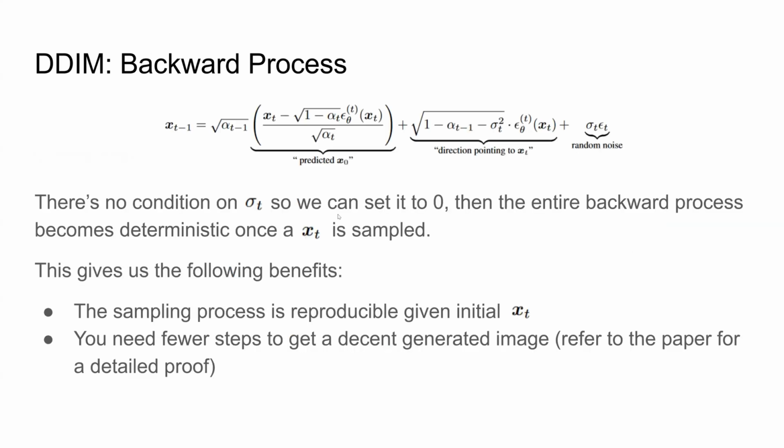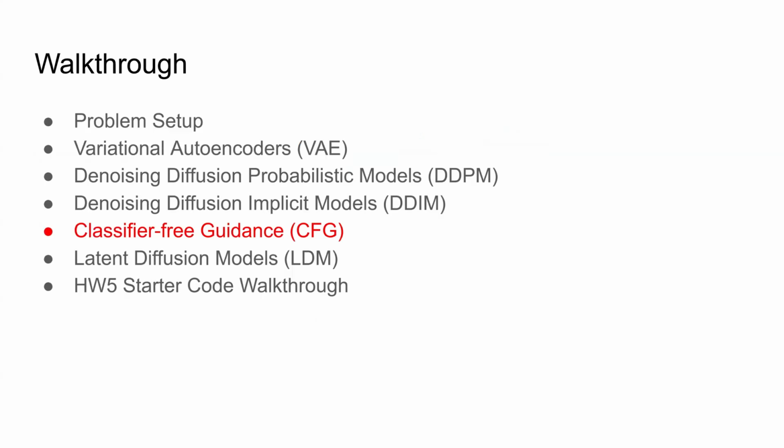In this case, if the sigma becomes 0, this entire process becomes deterministic. And this gives us two benefits. The first benefit is that if the entire process is deterministic, then given the input noise, I should be able to get a reproducible result as the output. And the second benefit is that, by doing some proofs, which is still kind of complicated, you can go reference the original paper, but after doing this, we can generate a decent output using fewer time steps compared to our standard DDPM.